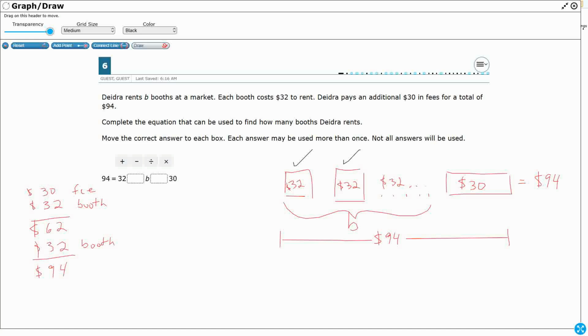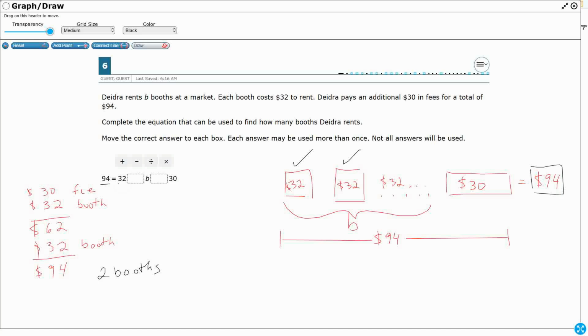So that's helpful because then we can use that information to help us write the equation. So we can either guess and check and figure out how many booths she actually has, or we can draw a picture, but either one is going to help us with this equation. So $94 equals, all right, well, $94 is the actual answer, and a lot of times we're used to it being on the right side of the equation, but it's okay if it's on the left side of the equation. That just means it's the same quantity as whatever's on the other side of the equal sign. So we don't need to worry about that.